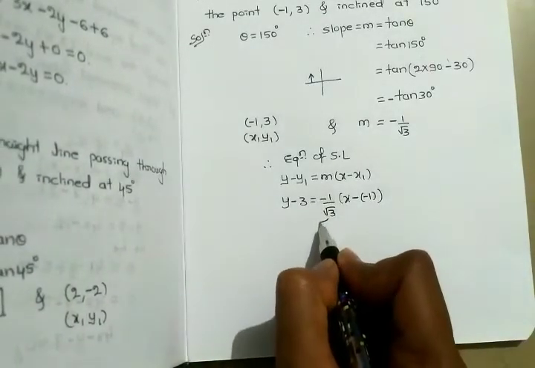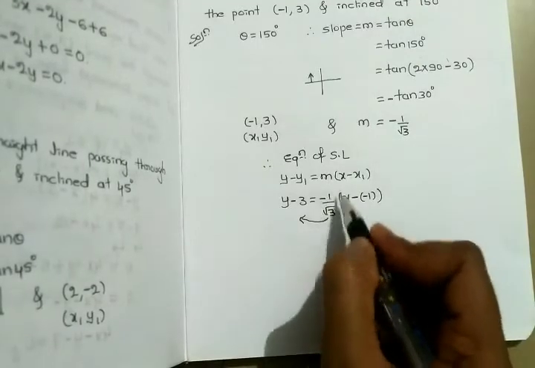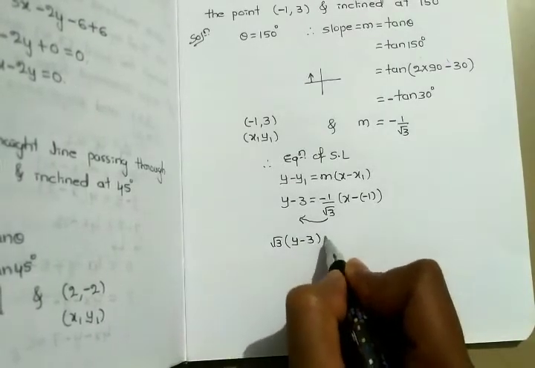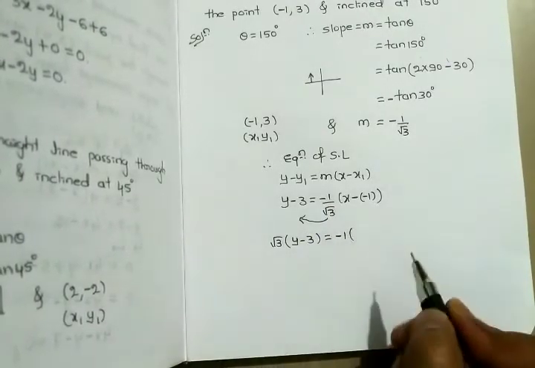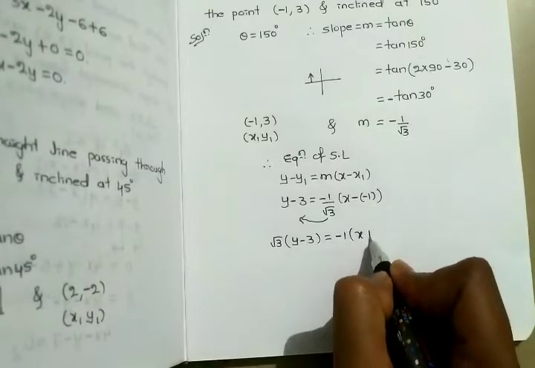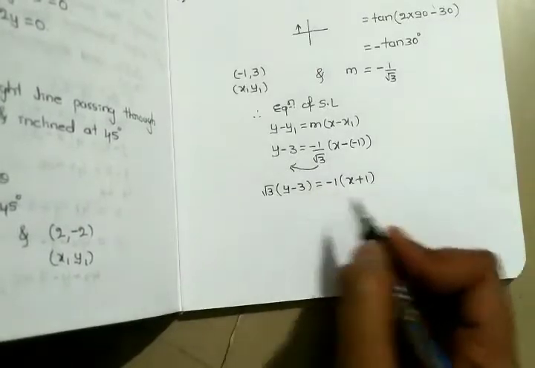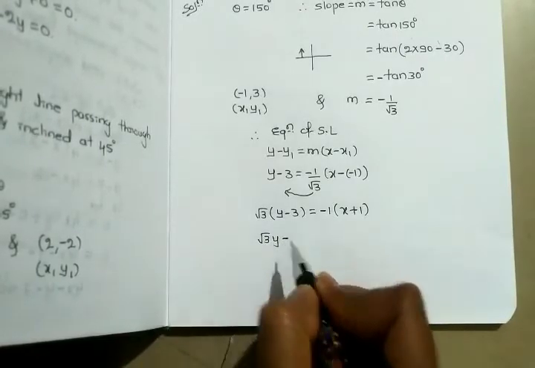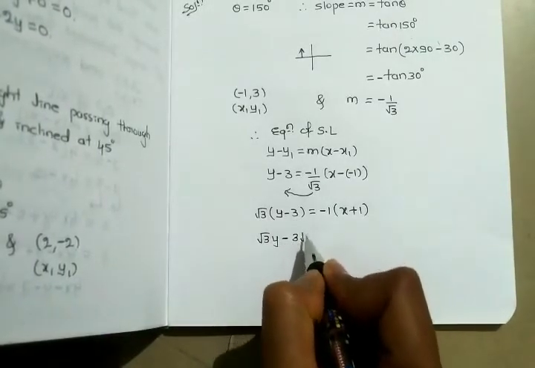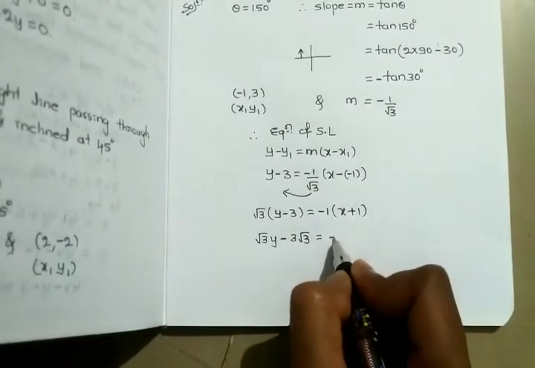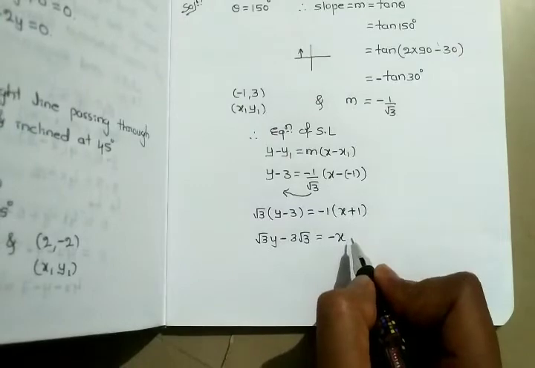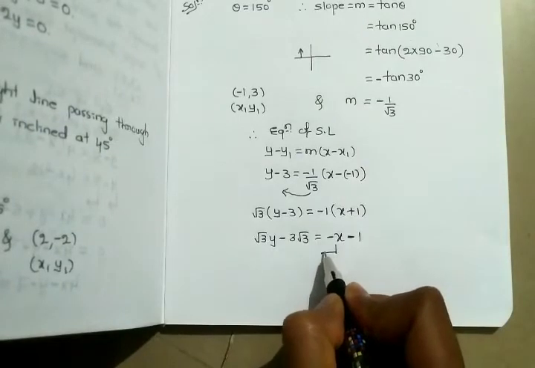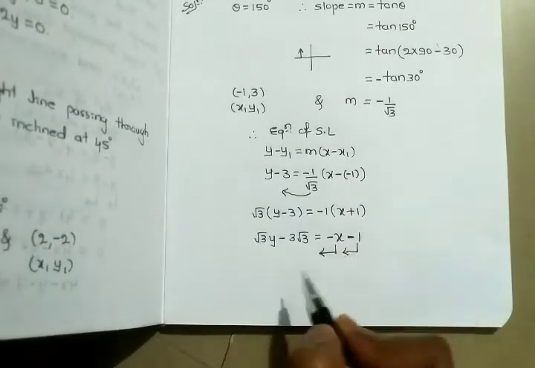So next step, I'm going to do the cross multiplication because again it is a fraction value. So it is root 3 into bracket y minus 3 is equal to the remaining value minus 1 into bracket x minus into minus is plus 1. Next, open the bracket on both sides. So root 3 into y is root 3y, minus root 3 into 3 is 3 root 3, minus 1 into x is minus x, minus into plus 1 is how much? Minus 1. Here x contains a negative sign. So what am I going to do? I'm going to shift minus x and minus 1 to the left hand side.